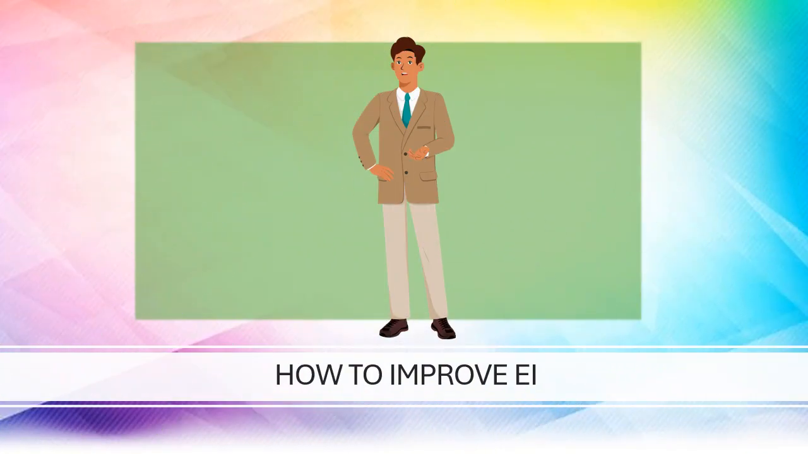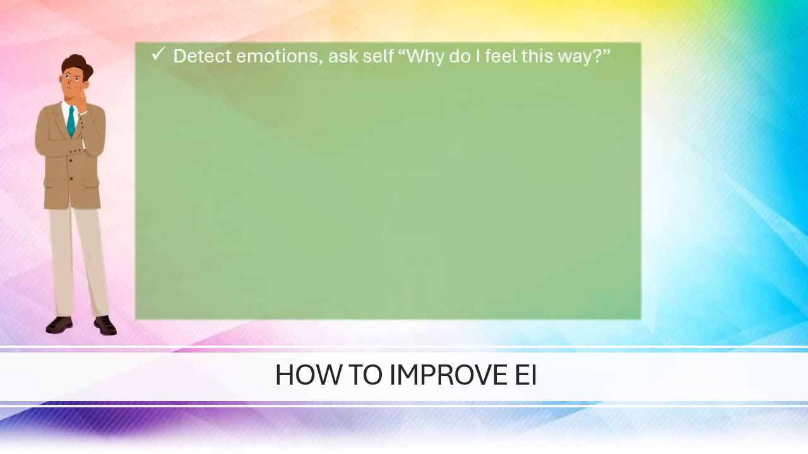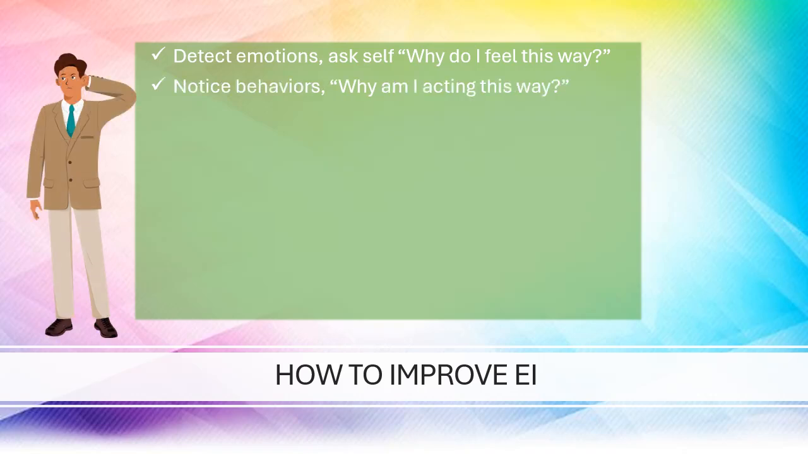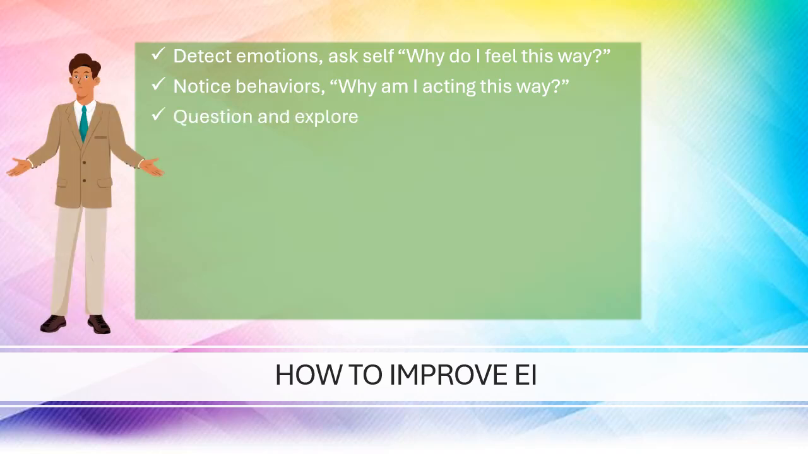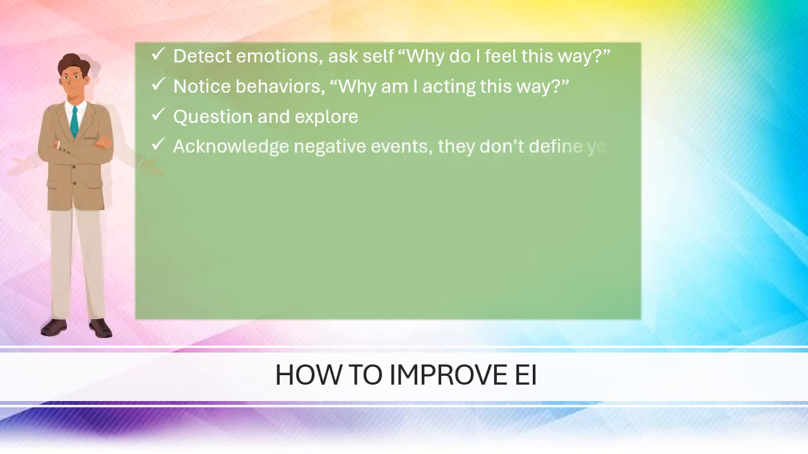You may be wondering, how can EI be improved? Here are some key points. Detect emotions as you feel them, and ask yourself, why do I feel this way? Notice your behaviors, and think about why you're acting in a particular way. Question and explore your internalized ideas and feelings. Acknowledge the negative events in life, and develop a sense that it doesn't define you.